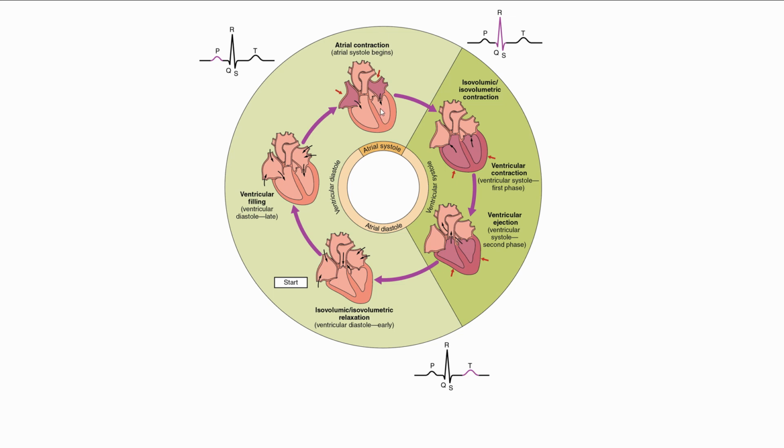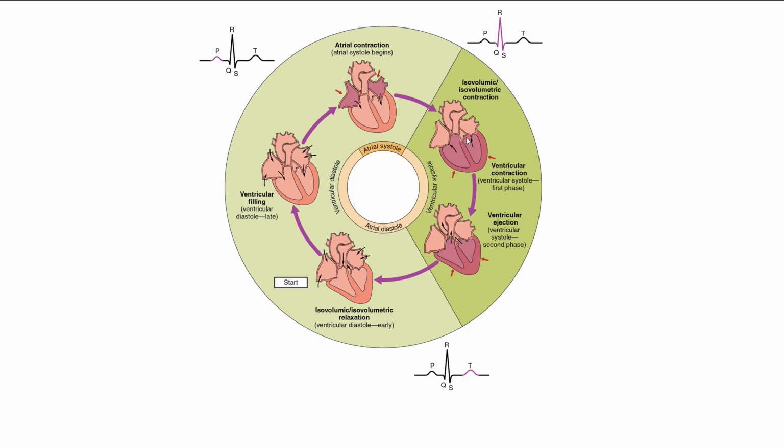Once that concludes, we enter into this isovolumetric contraction. This is where we find the QRS complex. So what's happening here? The ventricles are starting to generate pressure. They're contracting. That means they've closed both the right and left atrioventricular valves, or the tricuspid and bicuspid valves. Those valves are closed. In addition, the pulmonary and aortic valves are also closed.